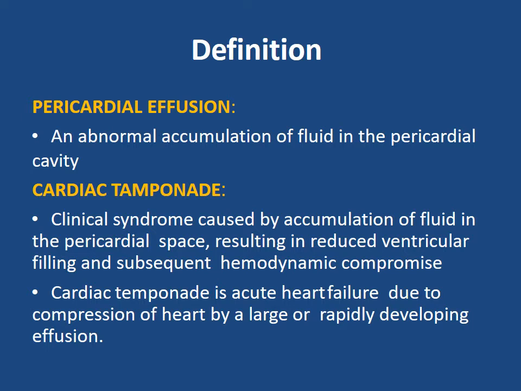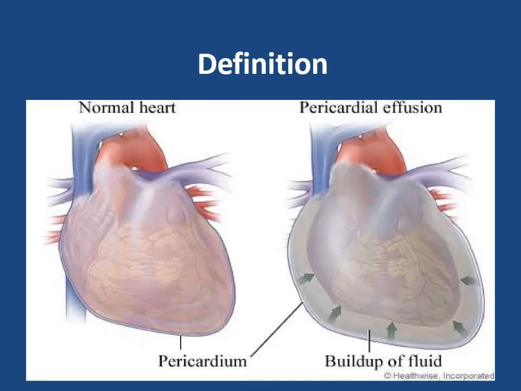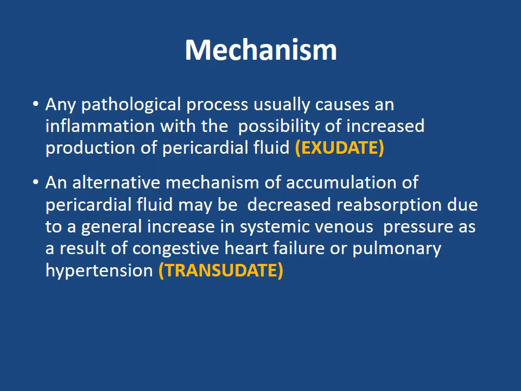It is a clinical syndrome caused by the accumulation of fluid in the pericardial space, resulting in reduced ventricular filling and subsequently hemodynamic compromise. The figure on the right side shows the normal anatomy of the heart and the pericardium, while on the left side it shows the accumulation of fluid in the pericardial cavity, which results in the compression of the heart and the great vessels, causing cardiac tamponade and hemodynamic compromise of the patient.